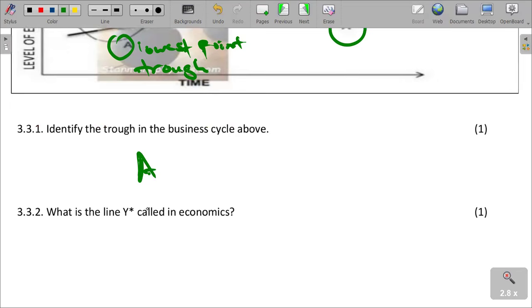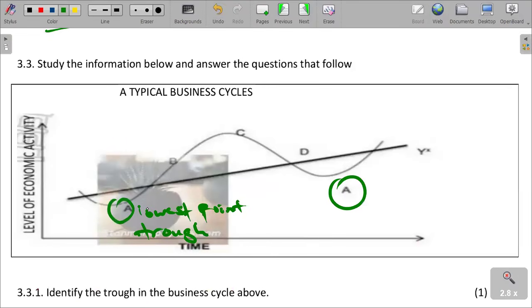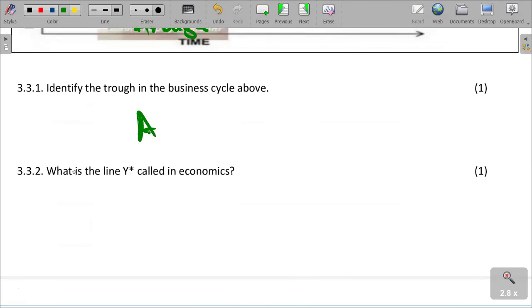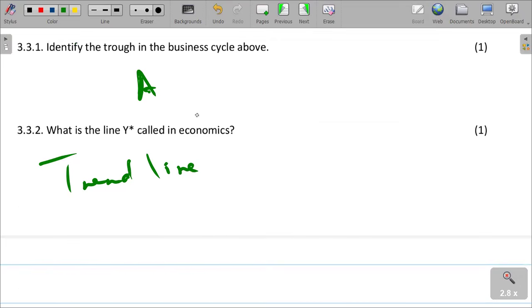What is the line Y called in economics? The line Y is called the trend line. Y identifies the trend line. It is called the trend line there.